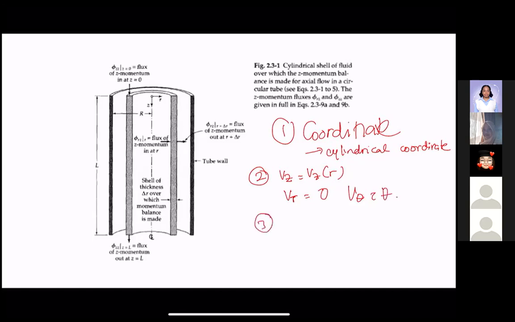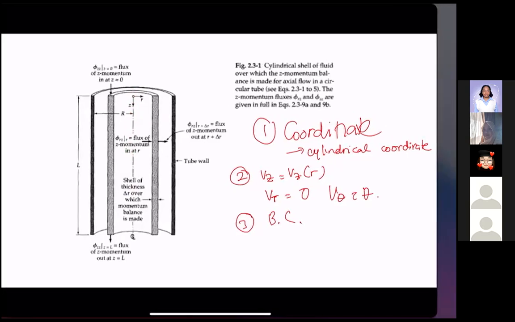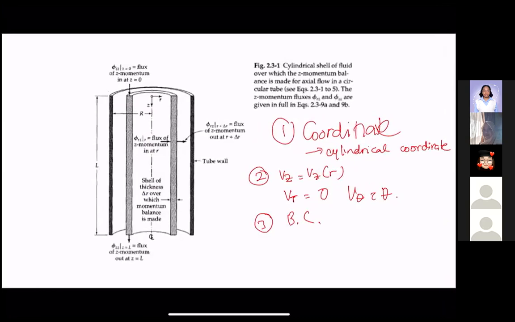And the third one, we have to identify again the boundary conditions. We know that in a pipe, at r equal to 0, on the axis, there is the maximum velocity, or tau would be 0. Then we know that at r equal to the wall, the velocity would be equal to 0.